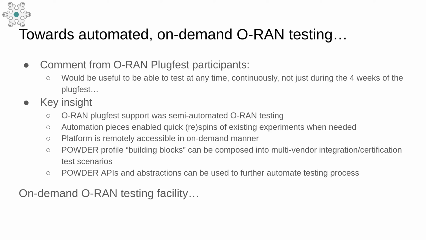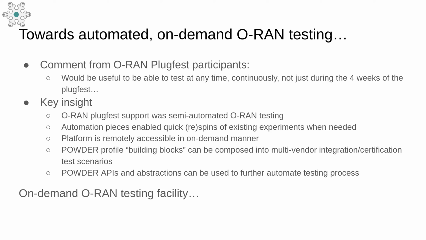So there are lots of ways that Powder already enables this kind of automation. Although our experience in the ORAN plugfest is typically semi-automated, Powder provides profile building blocks that have some amount of automation in them. For instance, a Kubernetes profile, or an OpenStack profile, or an ONAP profile. And these enable experiments to be torn down and stood back up very quickly, and vendor software can be added on top of them.